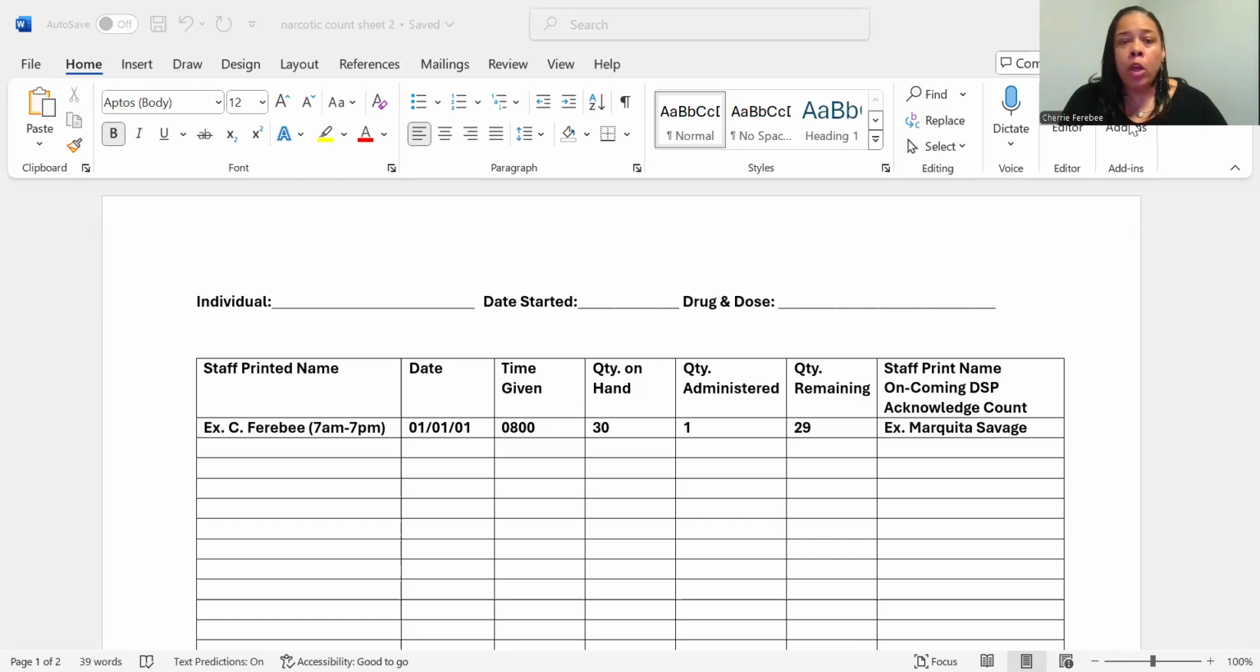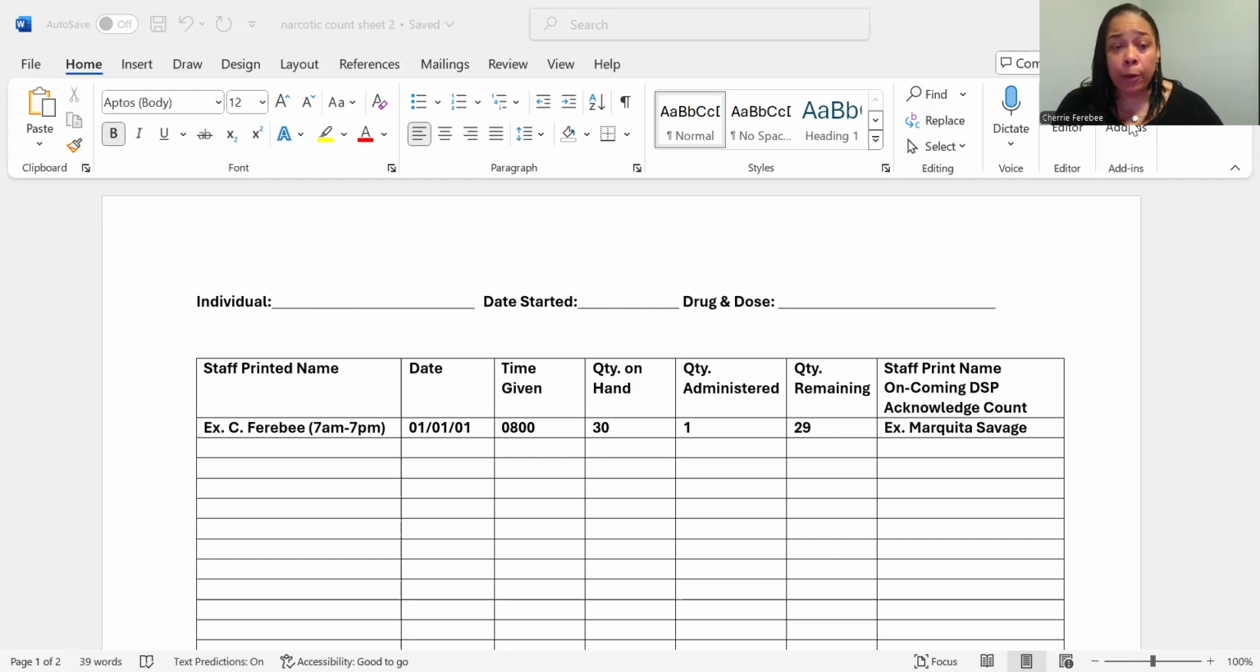Okay. So this form that you see here is the narcotic sheet that we're going to be using. We're going to have the individual's name on it. We're going to have the date that we're starting it in the home, and then the drug and dose. Each month, the date started may be different because it may be for July, August, September. I need for you to please pay close attention that I'm asking you to print your name. Okay. This is not the medication record where I need your initials or your signature. I want to be able to legibly read your name. Okay. So please print your name.